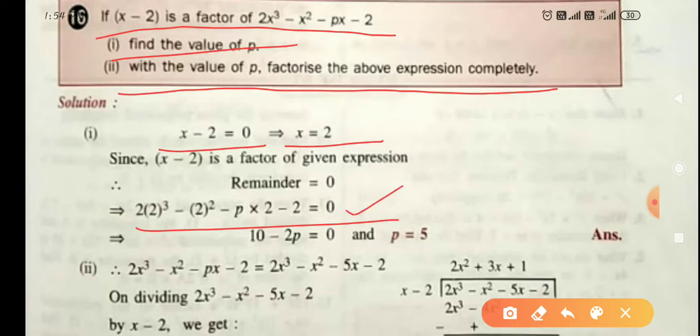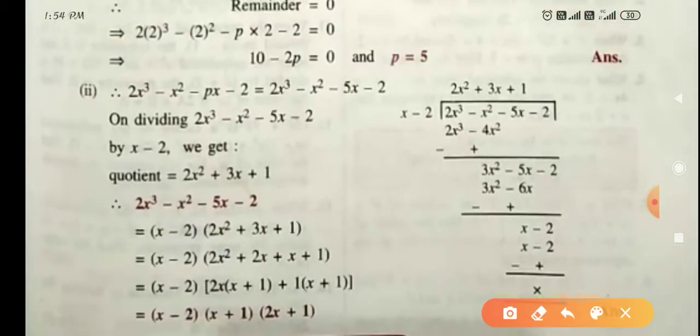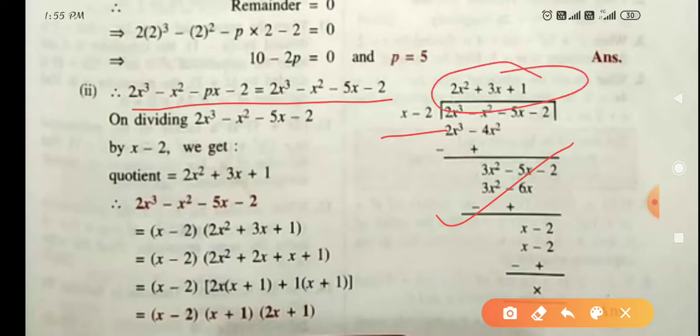So now only one variable is there, p. So by simplification the value of p is coming 5. After that this value of p you put in the polynomial first. So here you can see 2x cubed minus x square minus 5x minus 2. This is the polynomial. Now this polynomial can be divided by the factor x minus 2. This is the long division. Answer is coming 2x square plus 3x plus 1.